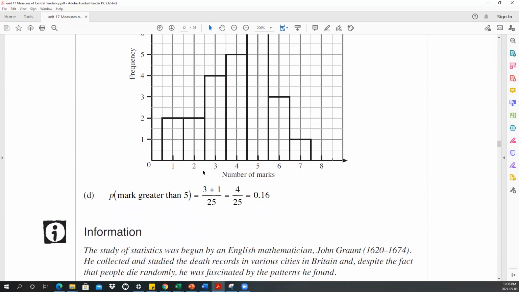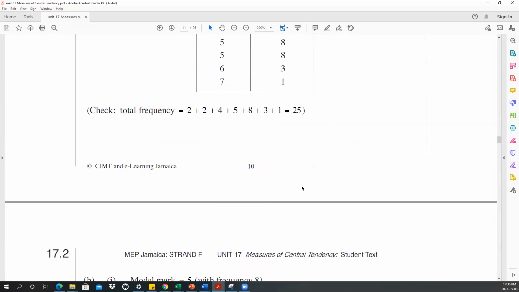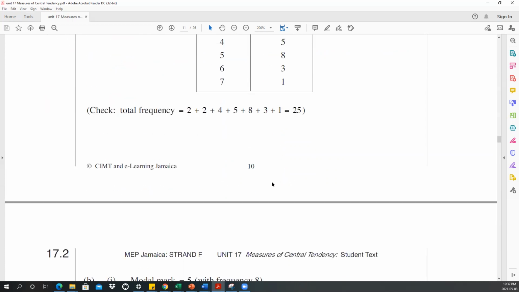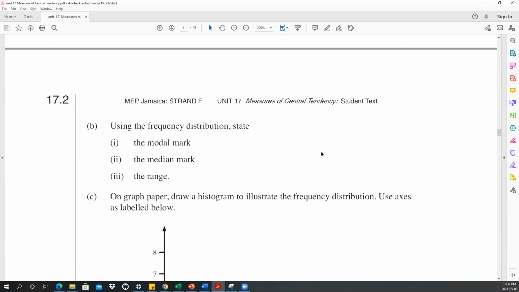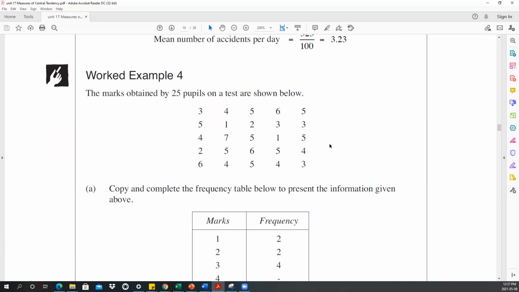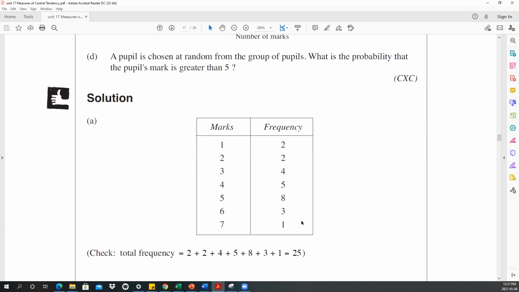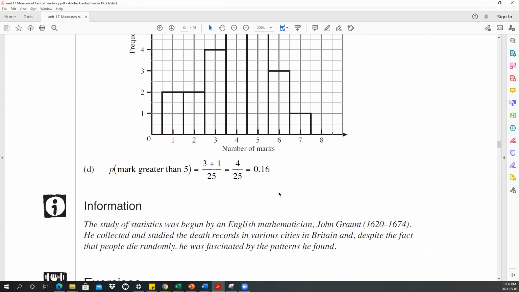Then it said, the probability that the mark is greater than 5. So how many marks are greater than 5? I have 6 appearing 3 times and 7 appearing 1 time, so I have 4 marks greater than 5. So basically 4 out of 25, since I have 25 in total. You have a list of them, 25 in total, and 3 of them are 6 and 1 of them is 7. So it's 4 out of 25, and that's where you get the probability.